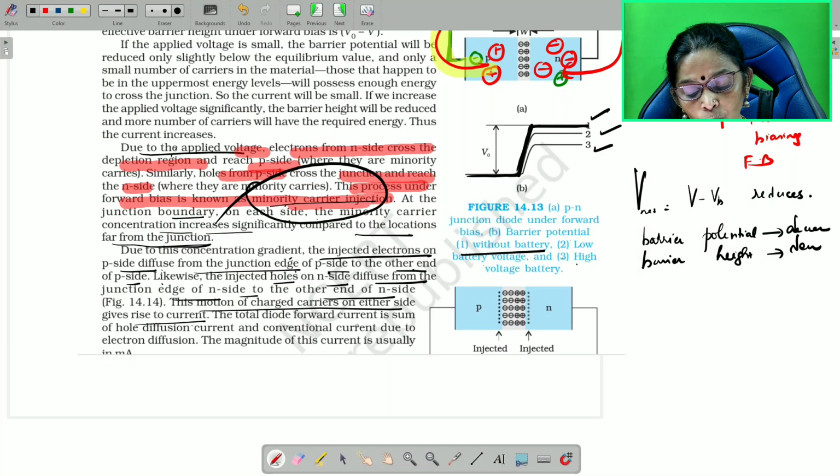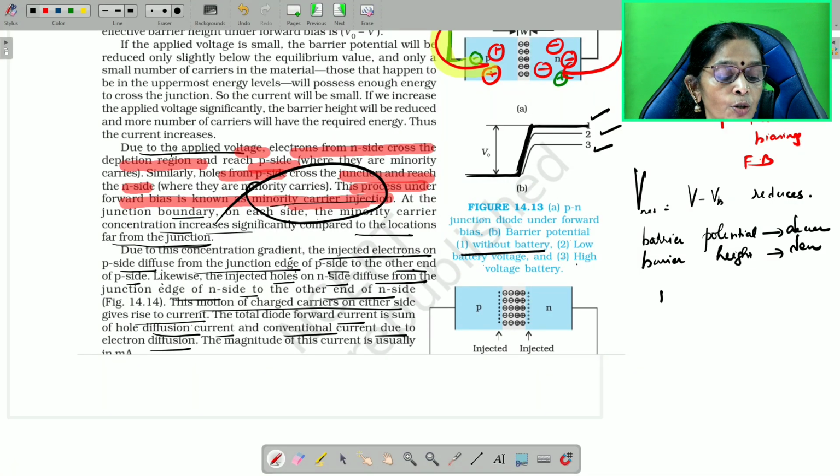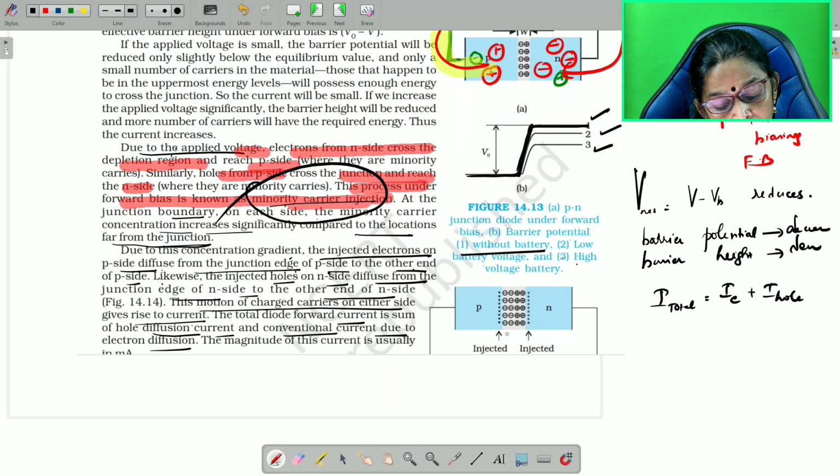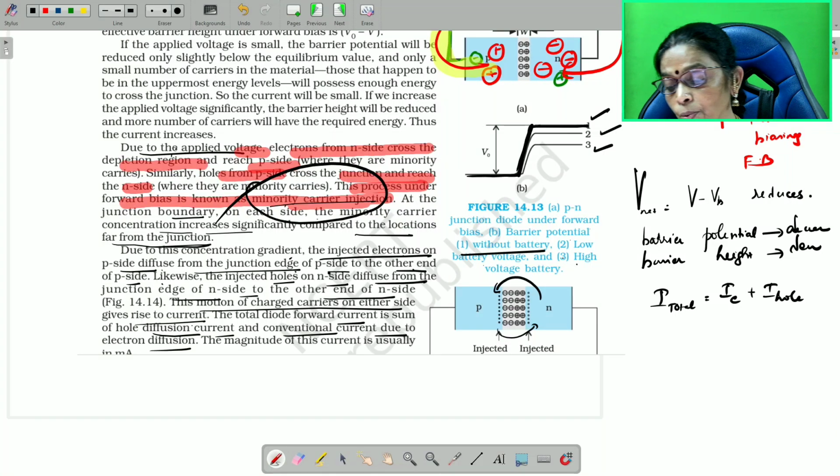The total diode forward current is the sum of the hole diffusion current and the conventional current due to the electron diffusion. That means the total current is I total equals I electron plus I hole. That is all it says. So, you can see here injected charge carriers, electrons are injected here, the holes are injected here. So hope you understand this.